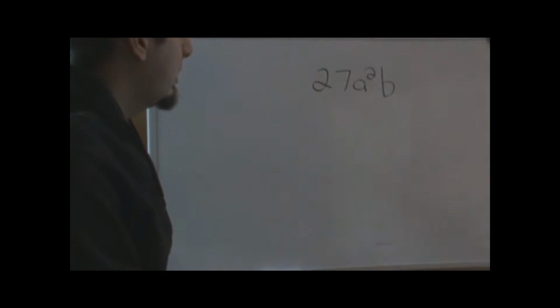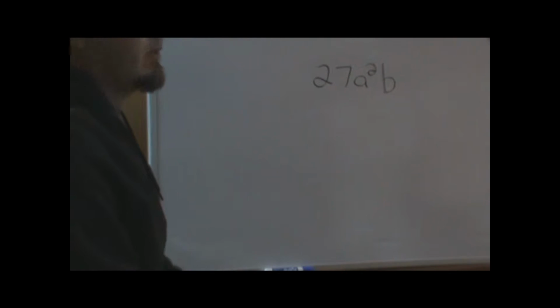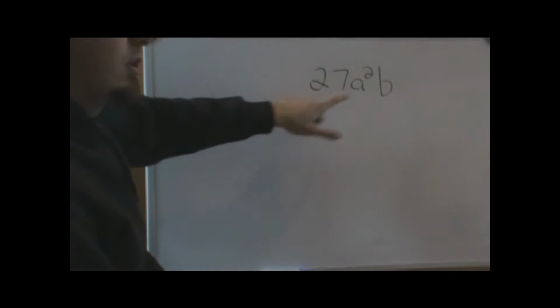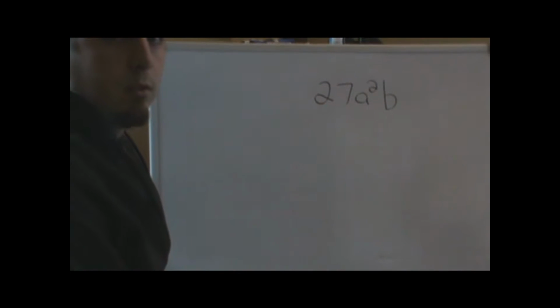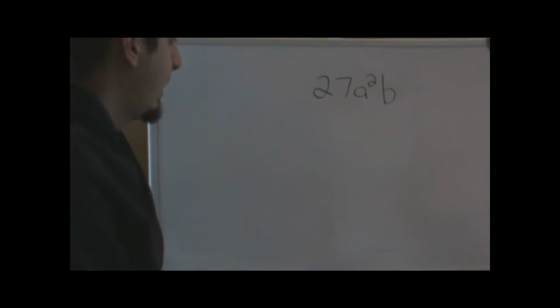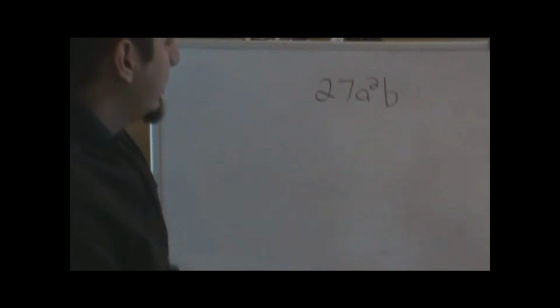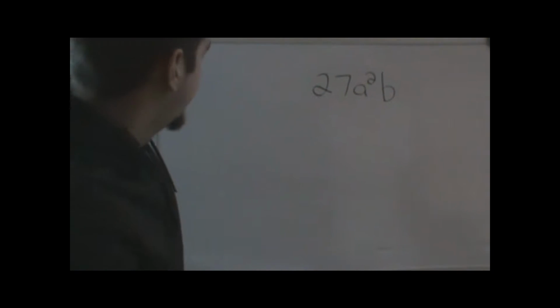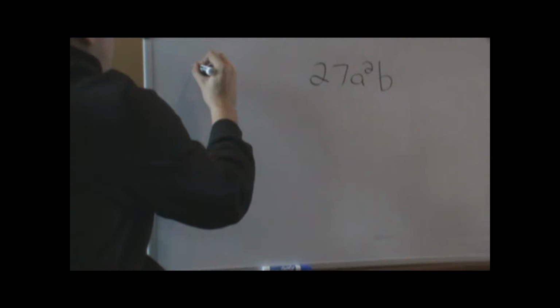With monomials, you're going to notice a recurring theme. We always do it in two parts. We work with the numbers first and then the variables second. You kind of view them almost separately. The first thing you're going to do is find the prime factorization of 27, the number, the constant.